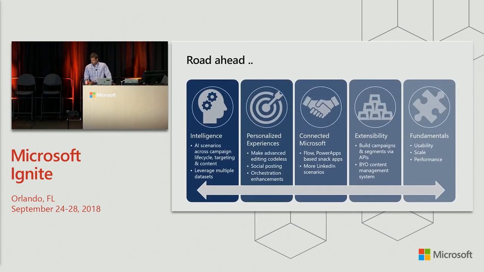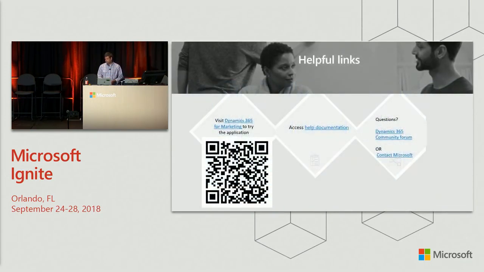Okay. So with this, the roadmap, again, the themes that we are going to focus on: intelligence, personalized experiences, leveraging more of the connected Microsoft stack, extensibility, opening up more APIs, and of course fundamentals. So the one thing that we look out over a couple of releases is bringing in more and more AI working over the data sets that we have got. So with this, I think we can move into a quick Q&A.